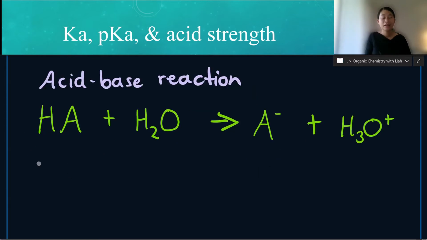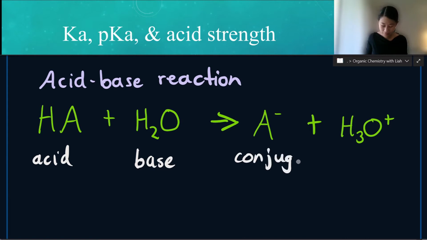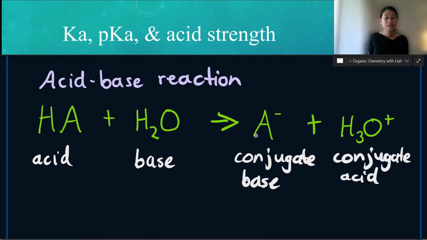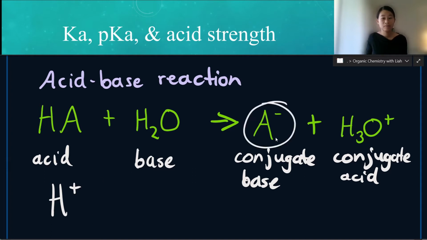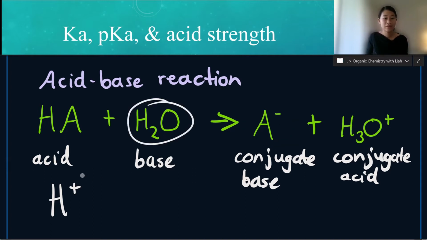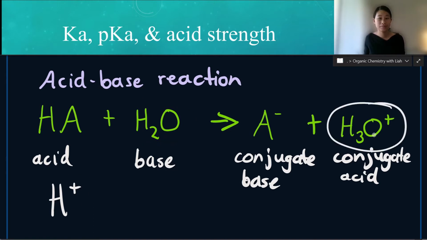Here we have an acid-base reaction. Here we have the acid, the base, the conjugate base, and the conjugate acid. Now notice this involves a proton transfer, the proton being H+. The acid is going to donate an H+ ion and become the conjugate base, and then the base is going to gain that proton and become the conjugate acid of H3O+.